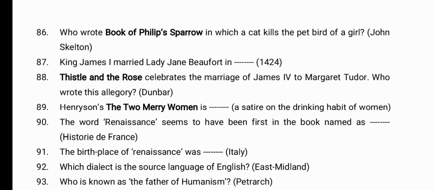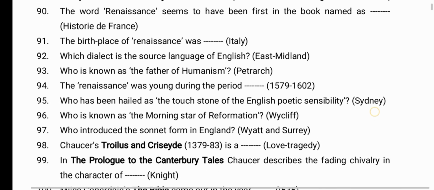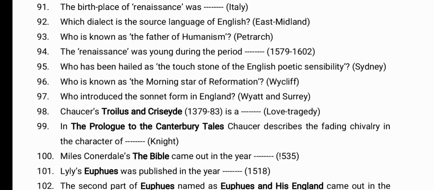The word Renaissance seems to have been first used in the book named Histoire de France. The birthplace of the Renaissance was Italy. Which dialect is the source language of English, East Midland? Who is known as the father of humanism? Petrarch. The Renaissance was young during the period 1579-1602. Who has been hailed as the touchstone of the English poetic sensibility? Sidney. Who is known as the morning star of the Reformation? Wycliffe. Who introduced the sonnet to England? Wyatt and Surrey. Chaucer's Troilus and Criseyde, 1393, is a love tragedy. In the prologue to the Canterbury Tales, Chaucer described the fading chivalry in the character of the Knight.